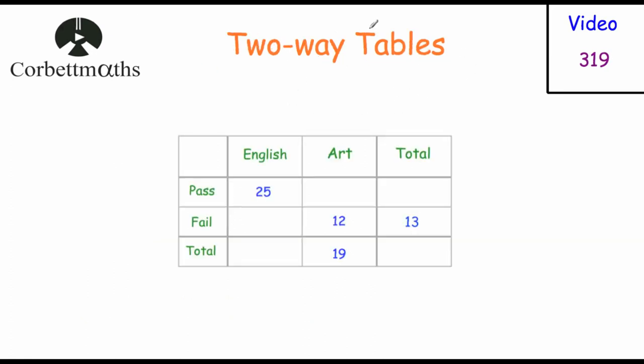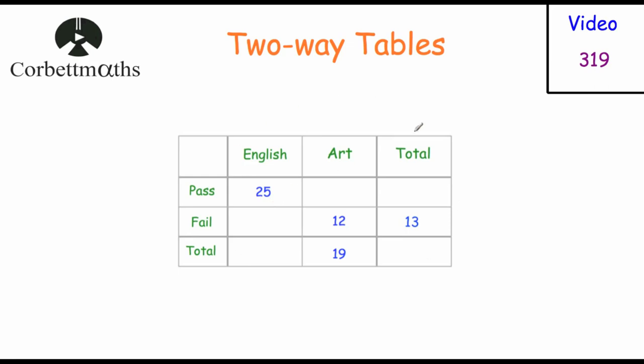So our next topic is two-way tables. And if you want to revise two-way tables, it's video 319 on Corbettmaths. So here we've got a two-way table. We've got some subjects at the top, English and art, and then total. And then we've got our information about whether they passed the course or failed the course. And again, we've got total at the bottom.